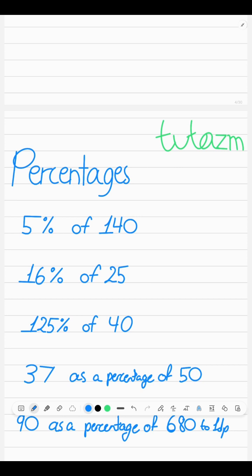In order to calculate a percentage of a number, you just divide the percentage by 100 and then you multiply it by the number. So in this case that would be 5 over 100 multiplied by 140, and we can simplify the fraction to give us 1 over 20 times 140, which is just 140 divided by 20, which gives us 7. So 5% of 140 is 7.